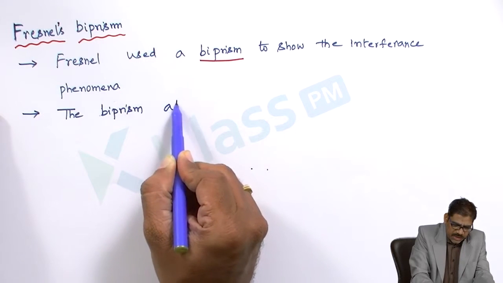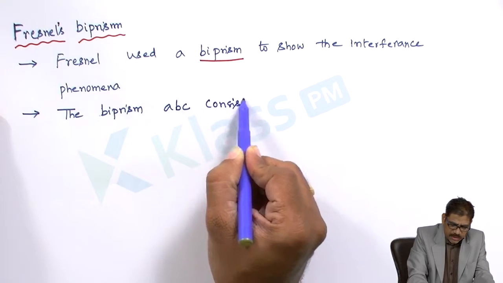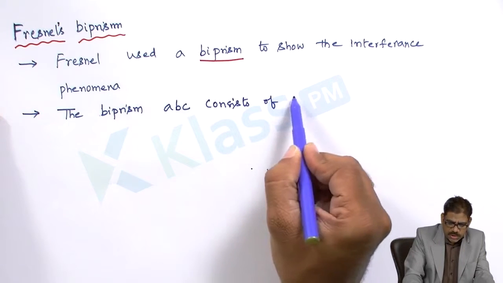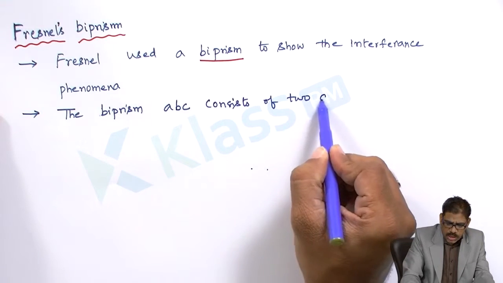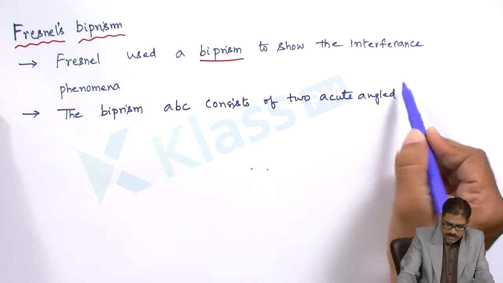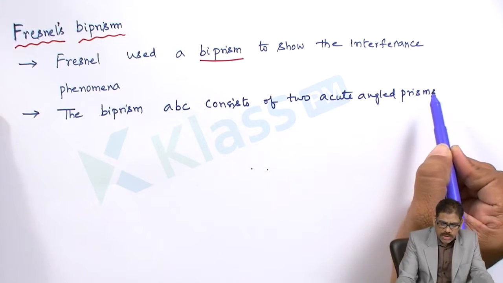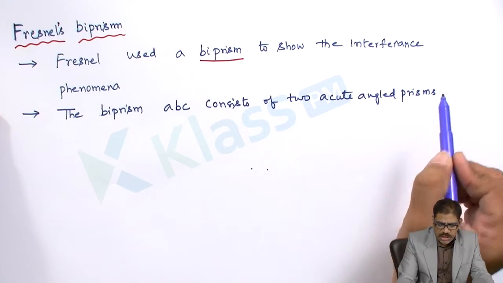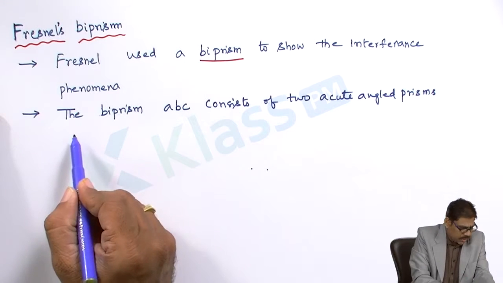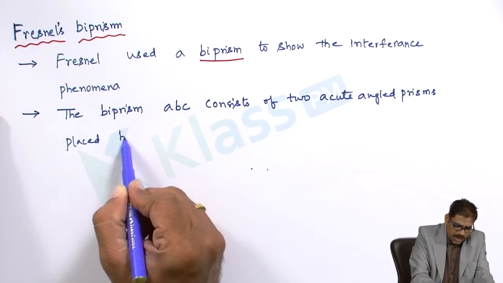which is indicated with ABC consists of two acute angle prisms. It consists of two acute angle prisms placed base to base.